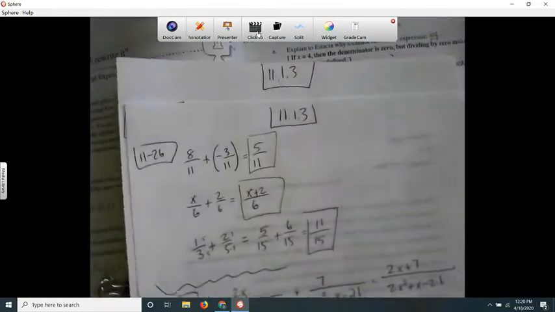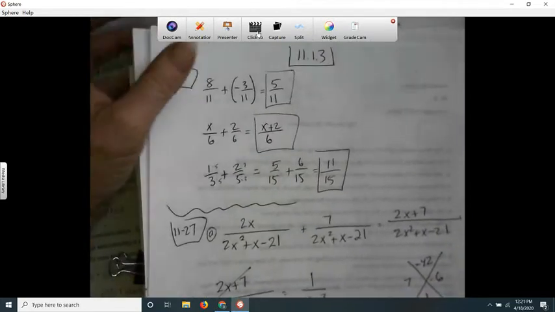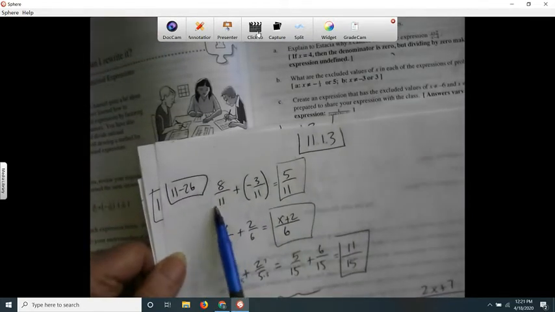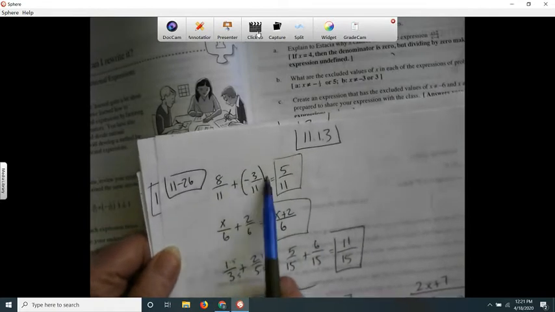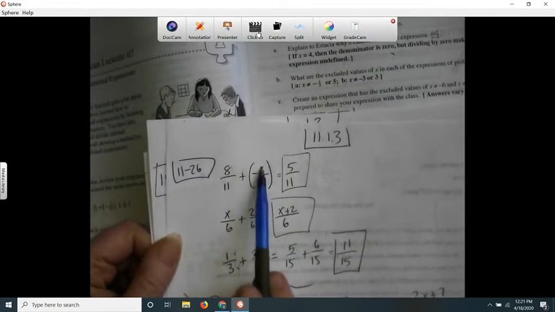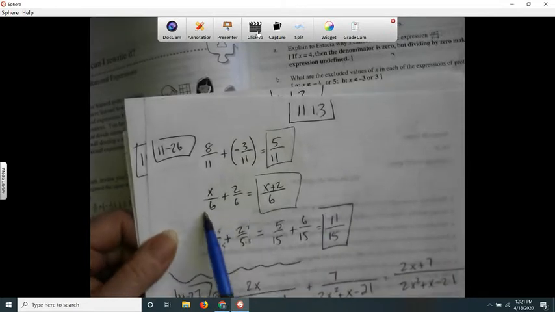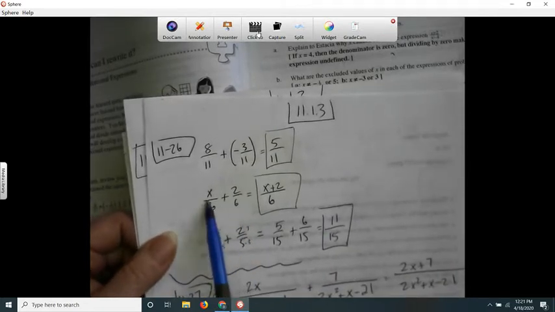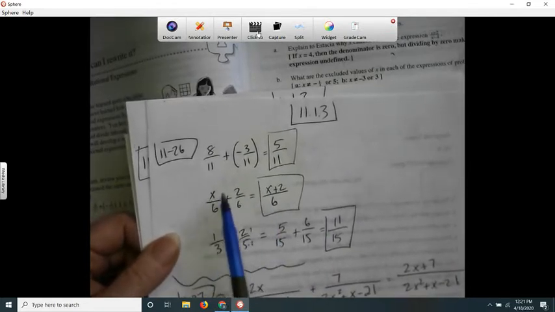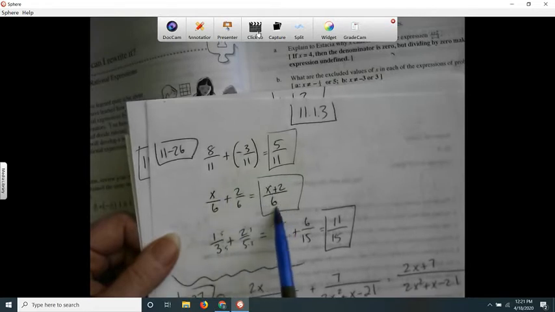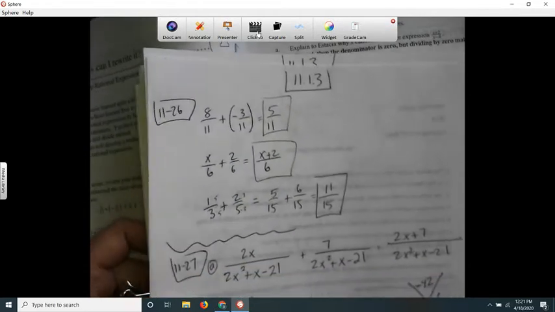11-26. So 11-26, it just wants you to go ahead and refresh your memory about fractions. So we know if the denominator is the same, you just add the numerators, so 8 and -3, right? Same denominator. Even though you have x's, it's still the same thing. You add the numerators, and you can write it over a single denominator.